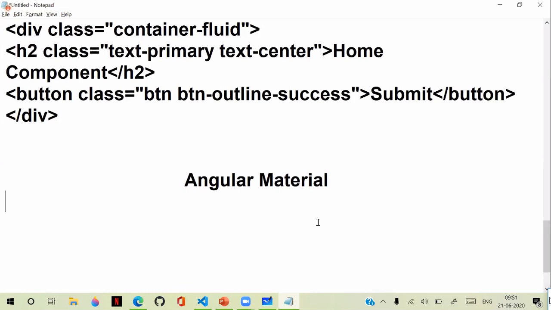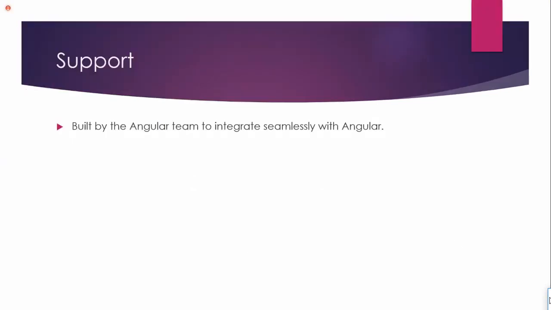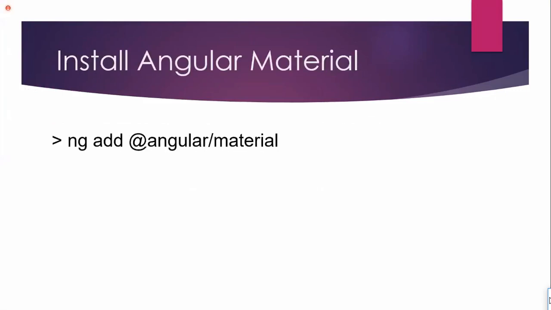Technically, to work with Angular Material in our project, we first need to install it. To install Angular Material, you have to run the command ng add @angular/material. Remember, in early versions of Angular, like below 7.6, it was a different approach. But from Angular 8 and 9, it is simple: you just need to add Angular Material.